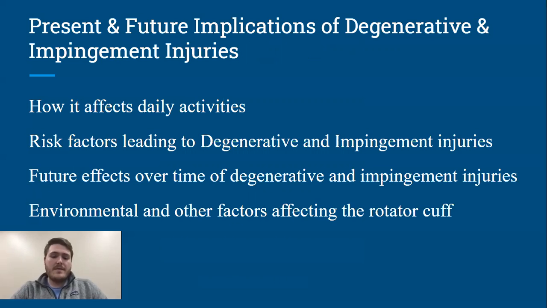How it could affect daily activities if it is left untreated for a long time, or depending on the type of tear you have, this can lead to a complete torn tendon, and then surgery will be required after this. And then how it affects daily activities, your range of motion of your shoulder will be inhibited, or you could not have any range of motion at all. Overhead lifting and reaching will be affected.